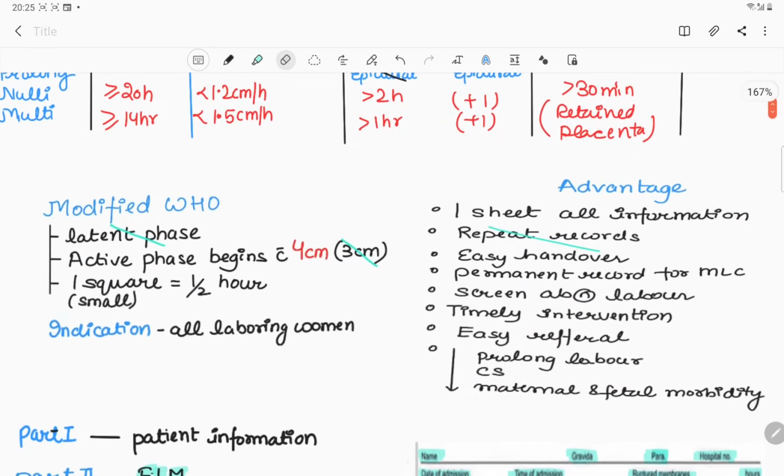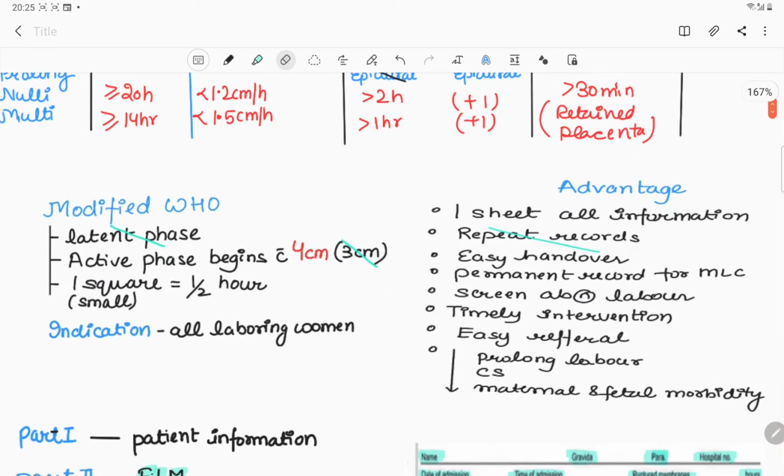So, what is modified WHO partograph? In this, latent phase is excluded and active phase begins at 4 cm instead of 3 cm, and one small square represents half an hour. Partograph is plotted in all laboring women.